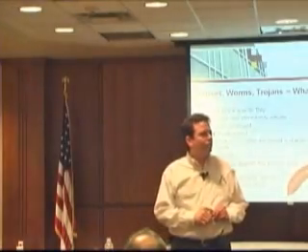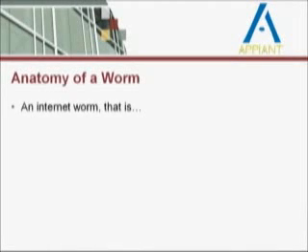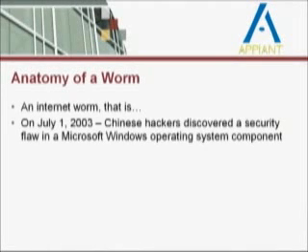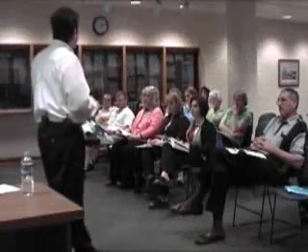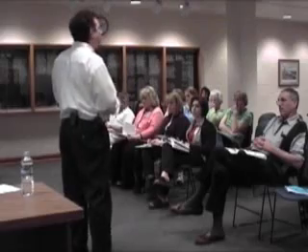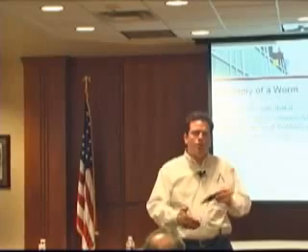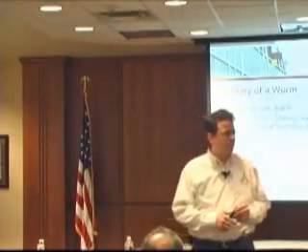All right, let's take a look at the anatomy of a worm. Well, an internet worm. On July 1st, 2003, Chinese hackers discovered a security flaw in a Microsoft Windows operating system component. So what did they do? Well, they notified Microsoft. That's kind of how the game is played. Anytime a good guy or a bad guy, hackers or crackers, finds a vulnerability in an operating system, we notify the opponent.